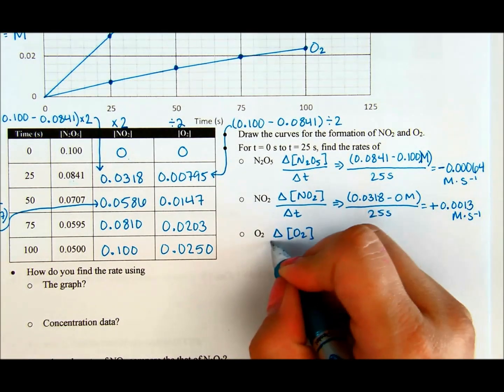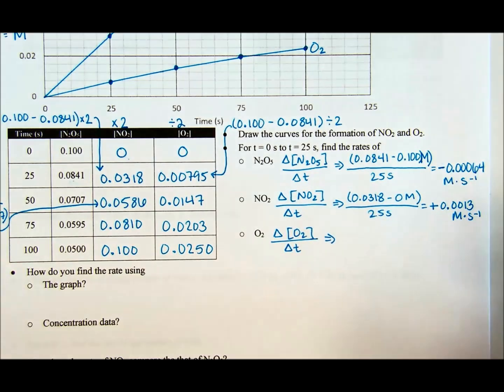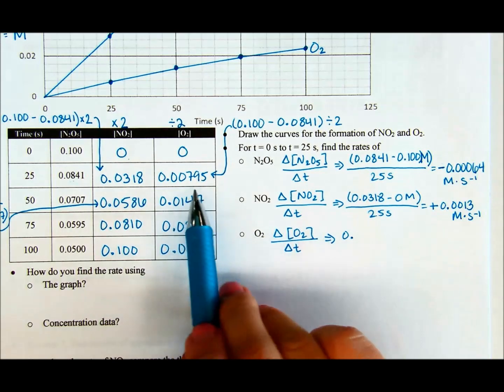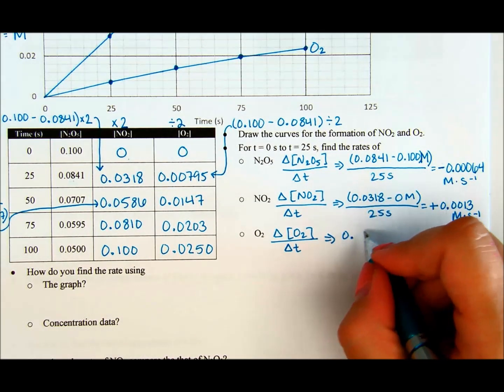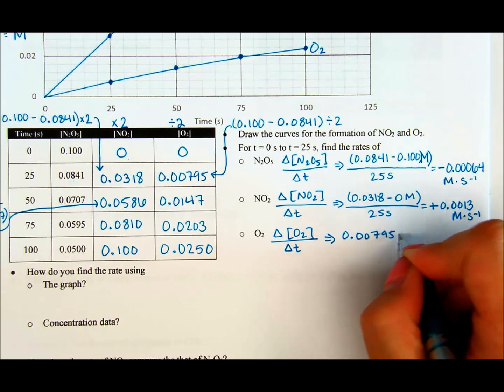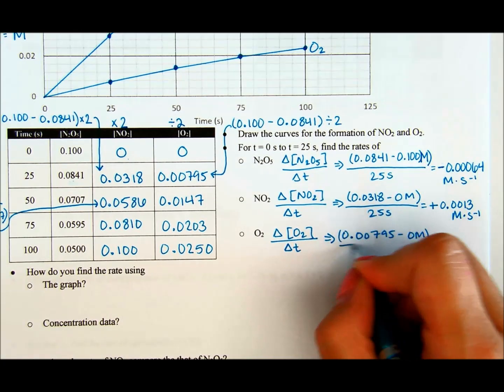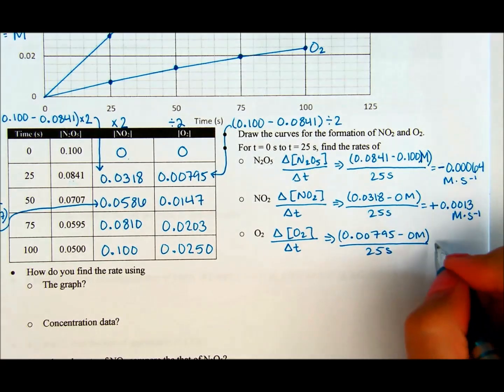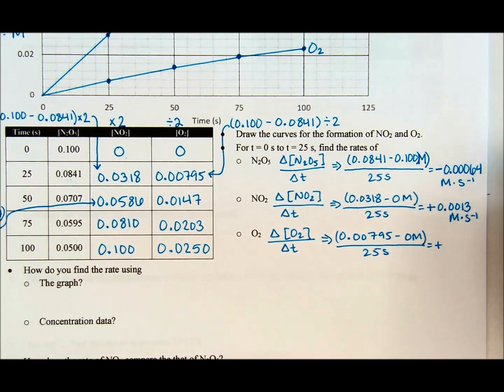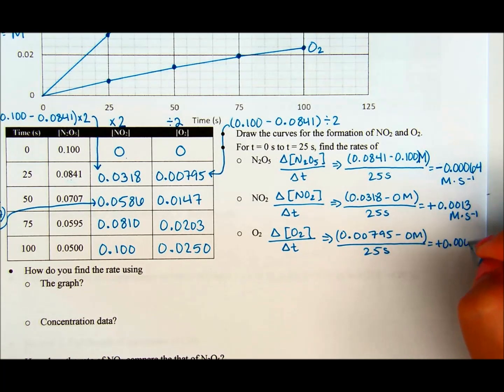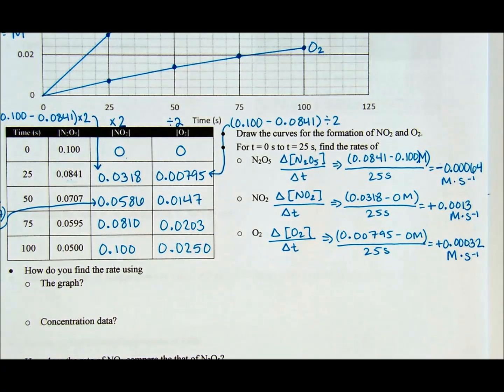And then we're going to do the same thing with O2. So the change in the O2 concentration over the change in time, and we're going to use these numbers here, 0.00795 minus 0 molar over 25 seconds. And plugging this in, you also get a positive number because you're also forming oxygen, 0.00032 molar per second. Okay, so those are your rates. And again, really important, don't forget these signs. Negative means it's going away or getting used up, so it's a reactant. And positive means products because these guys are getting produced or made.